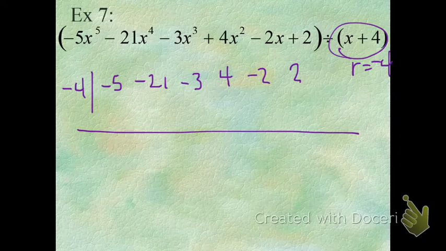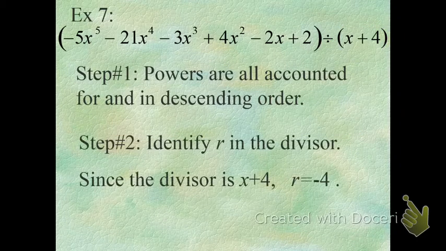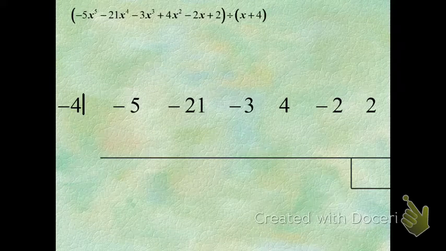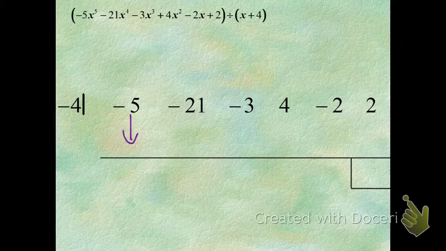Leave yourself a line. Mine's going up high, isn't it? And put a square under your number. Okay, I'm going to skip to the next screen so it's cleaner. Okay. Now what, are you ready? What's the very, very first thing you're going to do? Bring down your first term, which is the -5.